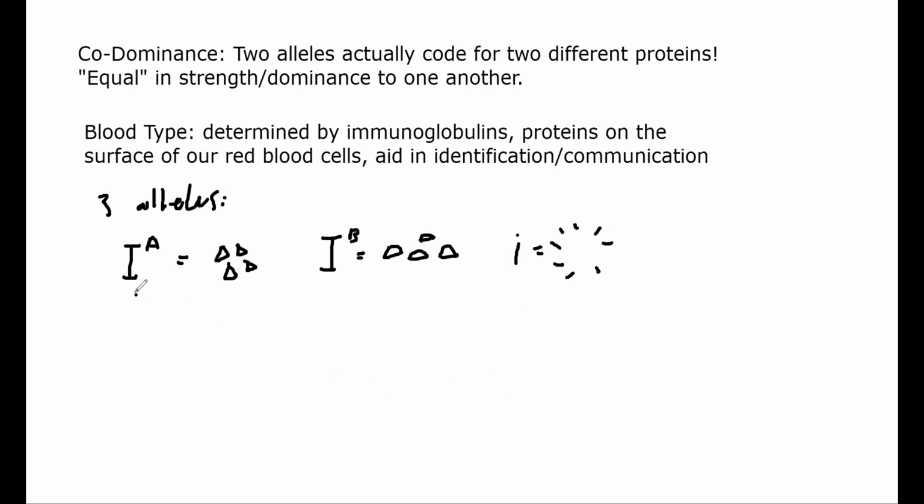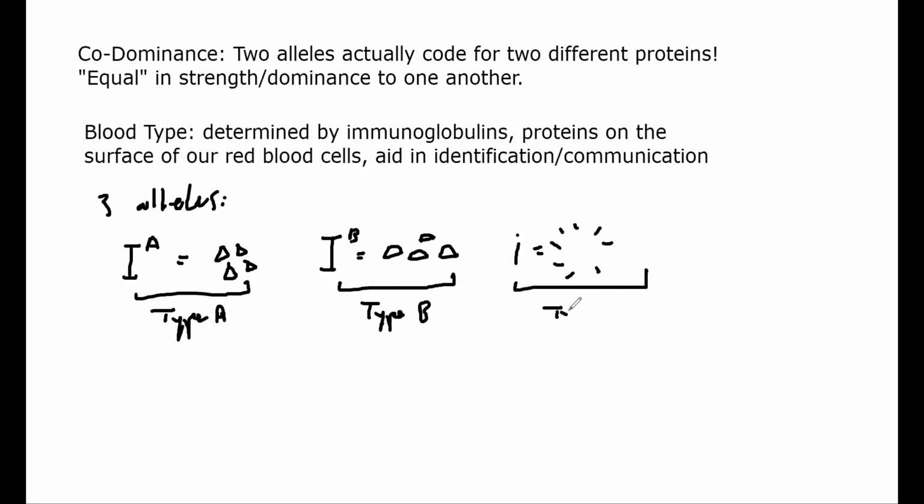And so this one is referred to as type A blood. This one here is referred to as type B blood. And then you guys should know, if you don't make any kind of immunoglobulin, then you are type O. And that's actually me, I'm type O.